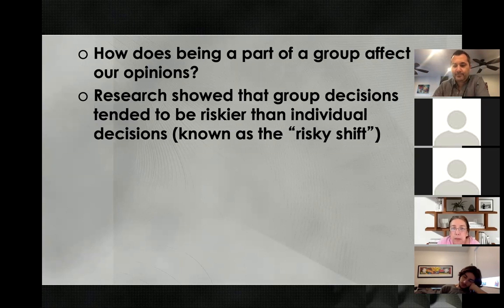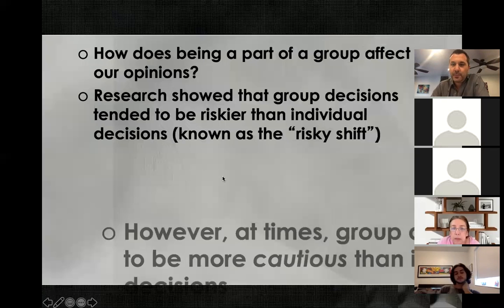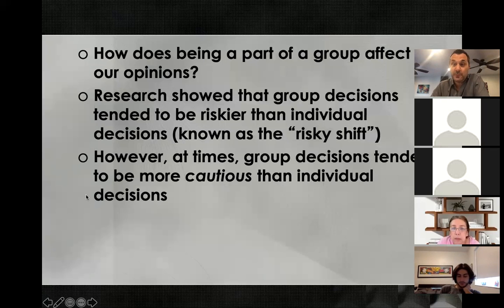However, things weren't quite so simple, because there was a separate set of research studies that showed the exact opposite. That showed that sometimes groups seem to make more cautious decisions than individuals. And some of the paradigms, some of the experiments that were used to show this, were kind of similar to the paradigms that were used to show the risky shift. So I'll give you another example.